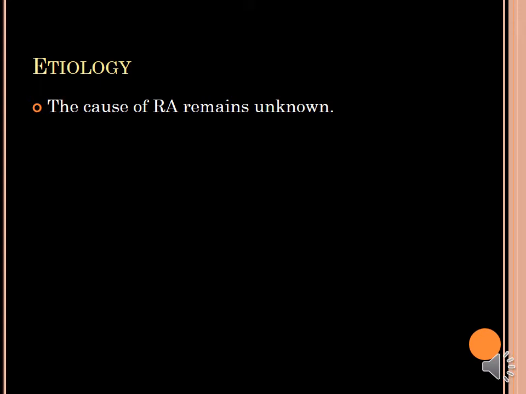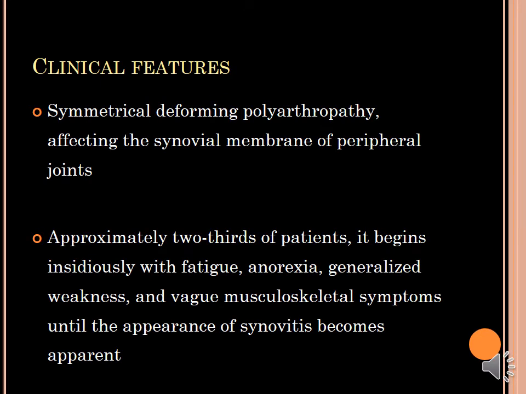Although the exact cause of rheumatoid arthritis is not known. Regarding clinical features, there is symmetrical deforming polyarthropathy affecting the synovial membrane of peripheral joints. So the word symmetrical is very important. At the start, the disease could be asymmetrical.